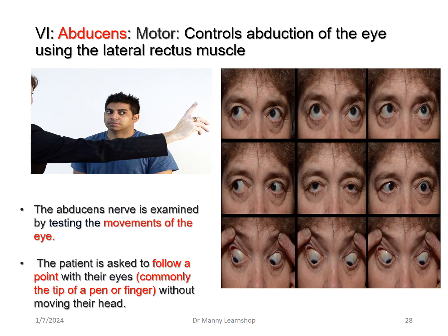Then you have the 6th cranial nerve, the abducens. And this controls abduction of the eye. Abduction, movement out, away, using the lateral rectus muscle. So therefore, again, it determines movements of the eyes, and the patient is asked to follow a point with their eyes, commonly with a tip of a pen or a finger, without moving their head.